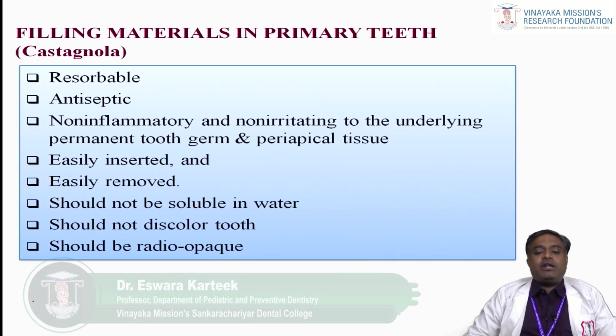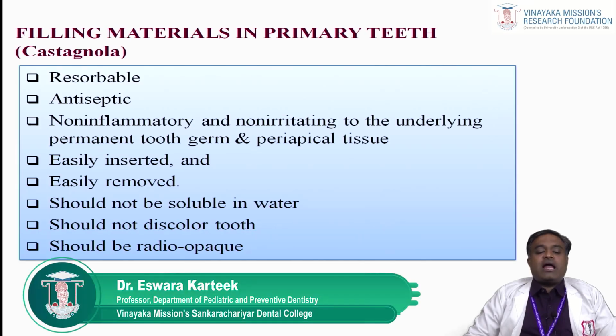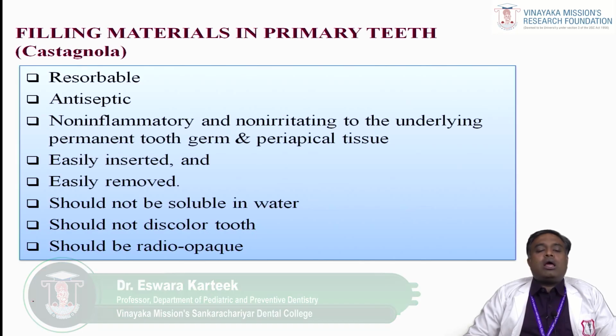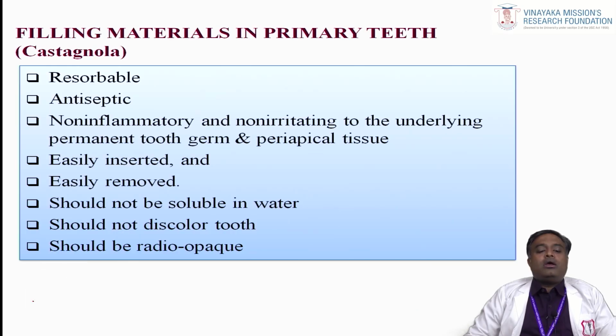So the ideal filling material in the primary teeth, given by Costa Cangula, should be resorbable, antiseptic, easily inserted, and easily removed. It should not be soluble in water, should not discolor the tooth, and should be radio opaque. It should be non-inflammatory and non-irritating to the underlying permanent tooth or any periapical tissue.